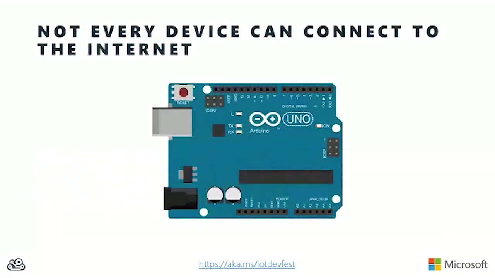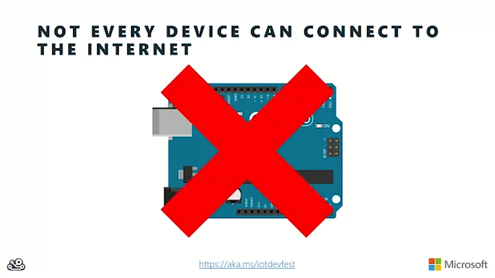So the other issue that you have, and why gateways are important, is that not every device can connect to the internet. If you take probably the most popular, at least prototyping, microcontroller that's out there today, the Arduino Uno, it has no network connectivity built in. There's no Ethernet. There's no Wi-Fi. It can't get to a TCP/IP stack without adding additional hardware.